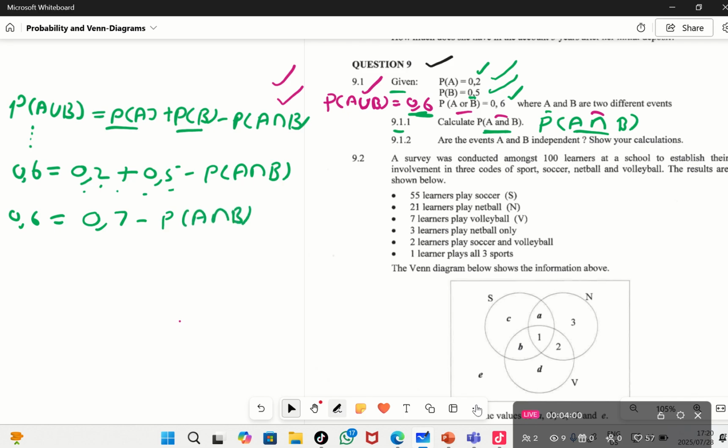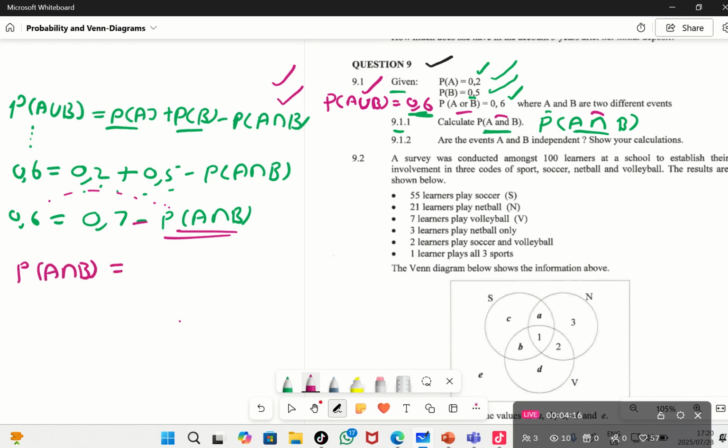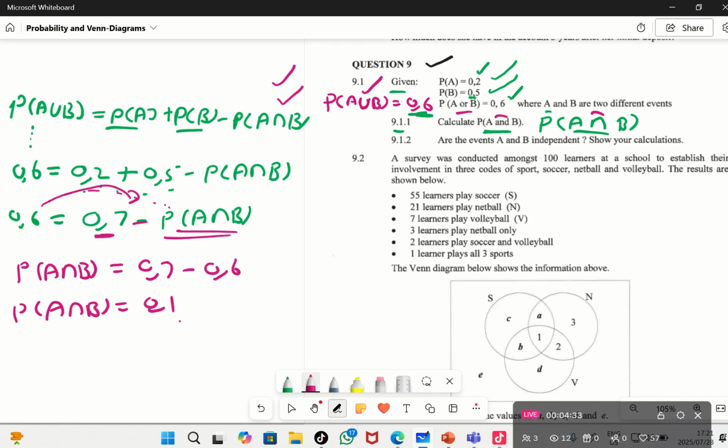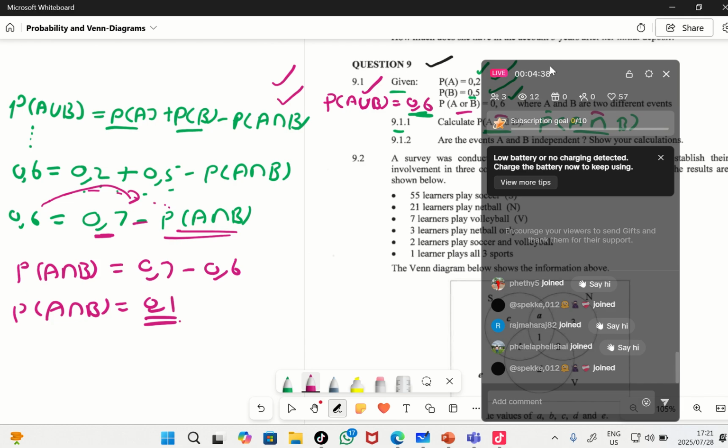Okay. So the aim is for you to have the probability of A and B on one side and everything else on the other side. And you also want to have it to be positive. So you can rather take this to the left hand side so that it becomes a positive probability of A and B equals 0.7. Keep this 0.7 on the right hand side and take this 0.6 to the right hand side. And when we do that, it becomes a negative 0.6. So therefore, the probability of A and B equals 0.1. Are we all happy with the calculation? All of us are happy?